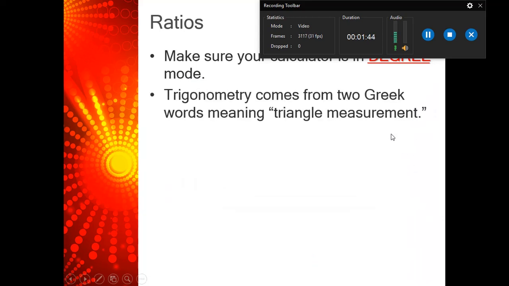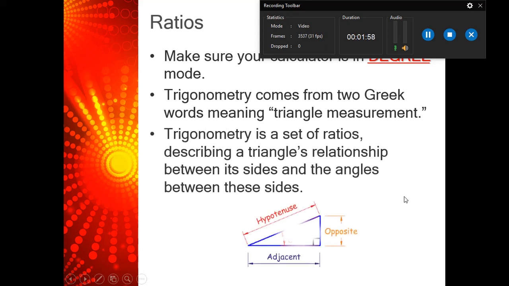So now that we're in degree mode, you should know that the word trigonometry comes from the Greek, and it means triangle measurement. All the trig ratios that we're going to work with deal with a right triangle. Trigonometry sounds fancy and it sounds difficult, but it's very simple. It's really just a set of ratios, which means they're fractions, and it will help us describe the triangle's relationship between the sides and the angles located between those sides. You can see in my diagram, we use the Greek letter theta to describe a missing angle measurement in trigonometry.